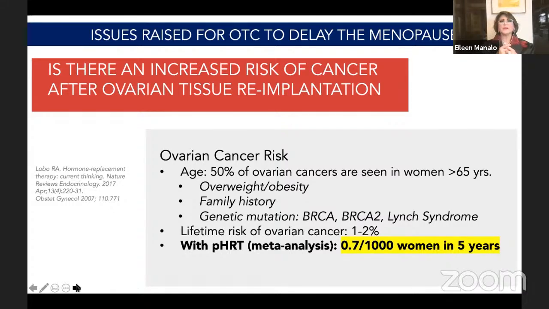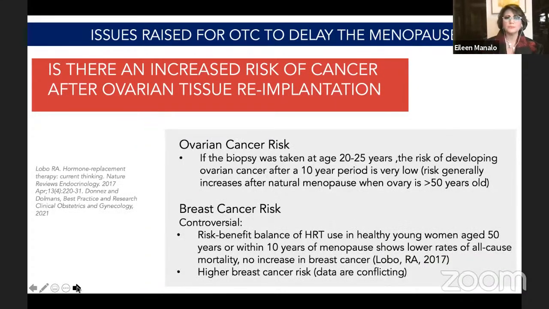But you look at the risk factors for ovarian cancer, very important is age, because 50% of ovarian cancers are seen in women more than 65 years. It's also seen in patients who are overweight or obese, who have a family history of ovarian cancer, or who have a genetic mutation, the BRCA1 and BRCA2 carriers, and those with Lynch syndrome. So according to Denet and Dolman, if the biopsy was taken at age 20 to 25 years, the risk of developing ovarian cancer after a 10-year period is actually very low, because the risk, as mentioned, generally increases after natural menopause when the ovary is more than 50 years old.